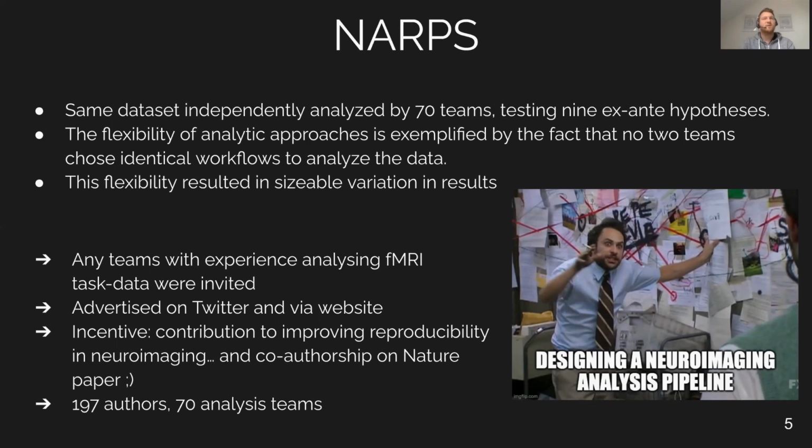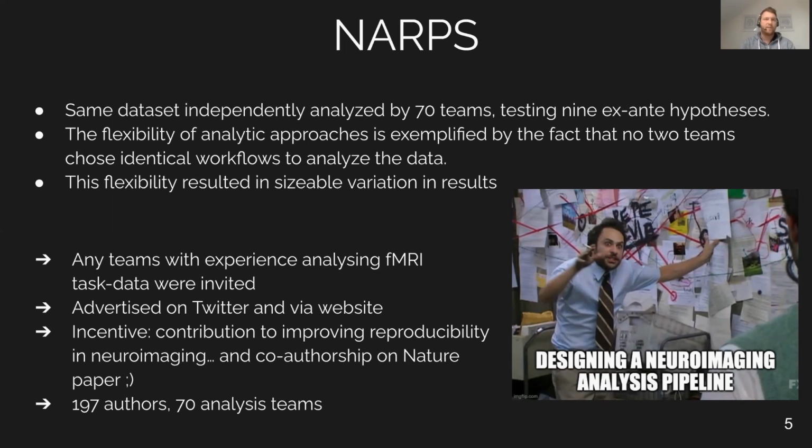There was, as you can imagine, a lot of flexibility, especially in neuroimaging pipelines, where you have so many steps that the different permutations of decisions you can make end up being thousands and thousands of possible pipelines. And none of these 70 teams actually chose identical workflows to analyze the data. And this was exemplified in the variation of the results. So very interesting project, very interesting finding.